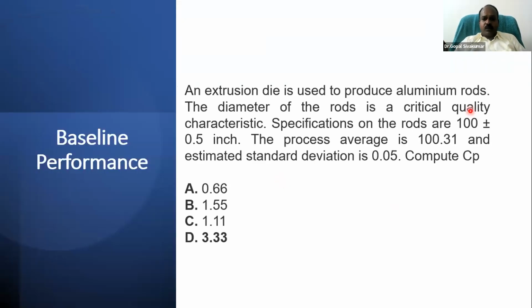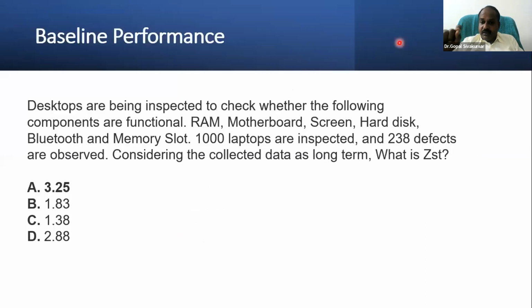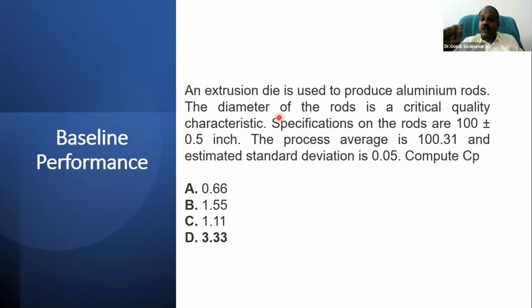Now see, this is a problem related to Cp and Cpk. All of you, do you know Cp and Cpk? Yes, sir. What are Cp and Cpk called? Cp and Cpk are called process capability indices. There are two metrics. One is Cp, another one is Cpk. Cp is a potential measure. Cpk is a realistic measure. But both of them are short-term measures.